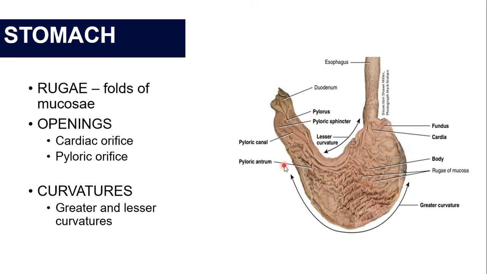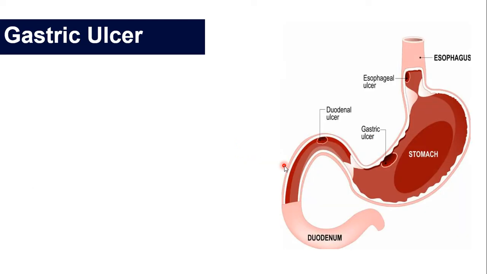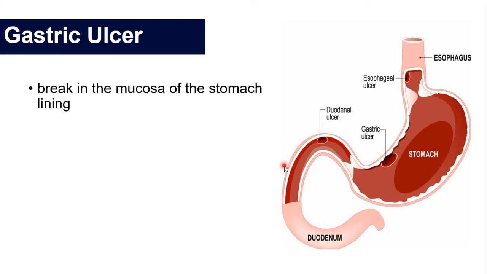In relation to the stomach, we have here another condition that we will just briefly overview. We have the gastric ulcer. Gastric meaning stomach, you can also call this a stomach ulcer. Gastric ulcers are breaks in the mucosa of the stomach lining that penetrate through the muscularis mucosa and extend more than 5 millimeters in diameter.